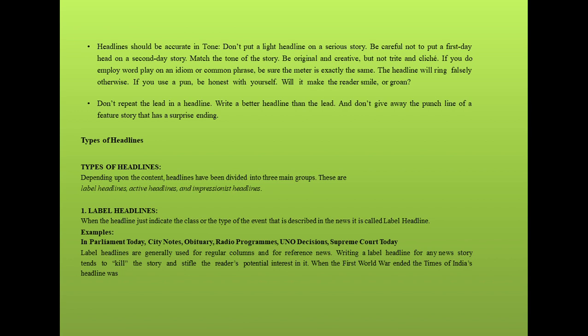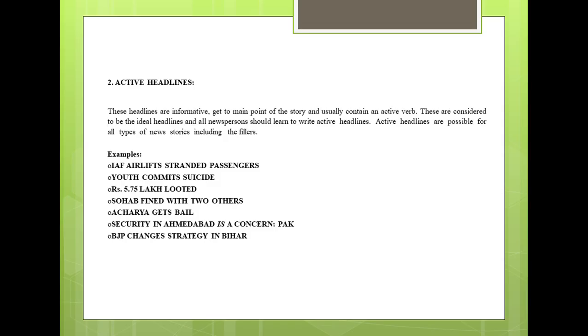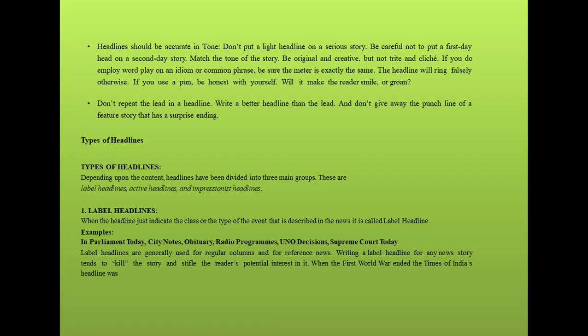When the First World War ended, the Times of India's headline talked about the blast and how it created a problem. So, when we talk about the First World War, it was majorly talking about how people were dealing with it, how that problem was taken care of, and how everybody was facing the challenges.